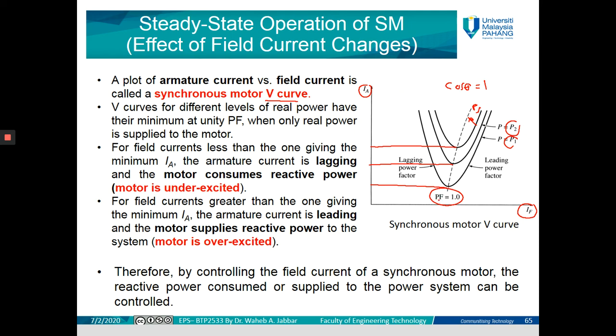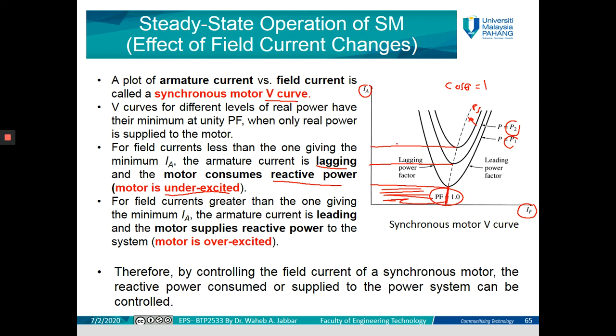If the field current is less than the value which gave you the minimum value in this curve, if the field current is less than this point, we are talking about this part here. This area we call the motor under excited area. Why under excited? Because the motor consumes reactive power here, and the power factor is lagging.